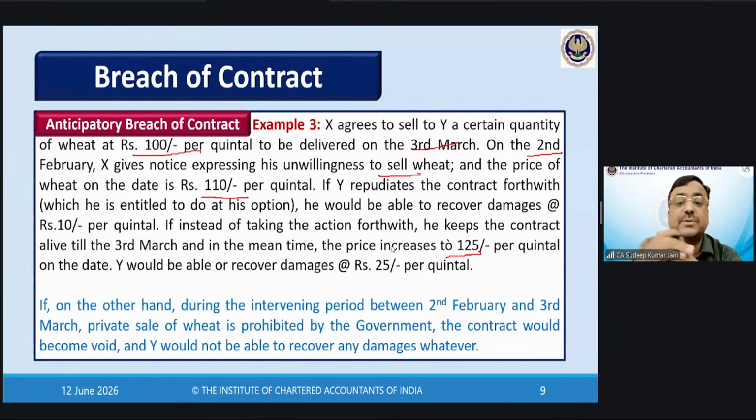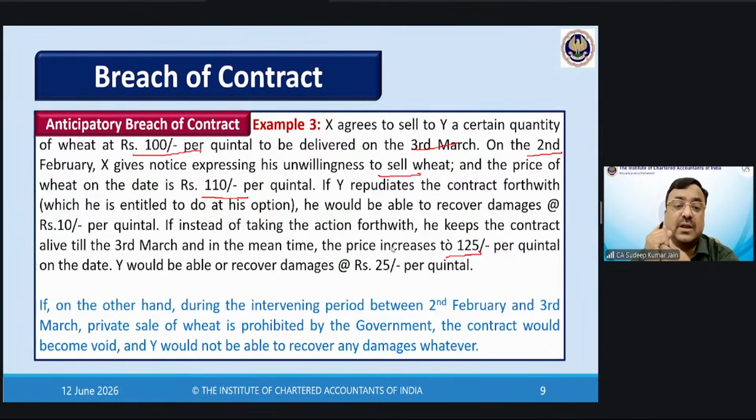But he has another option. He can wait for 3rd March, that is the original due date, and at that time the price was 125. So he can claim the compensation at rupees 25 per quintal. But what if the price comes to 108? If the price comes to 108 on 3rd March, he can claim only rupees 8. That is the additional payment that has to be made.